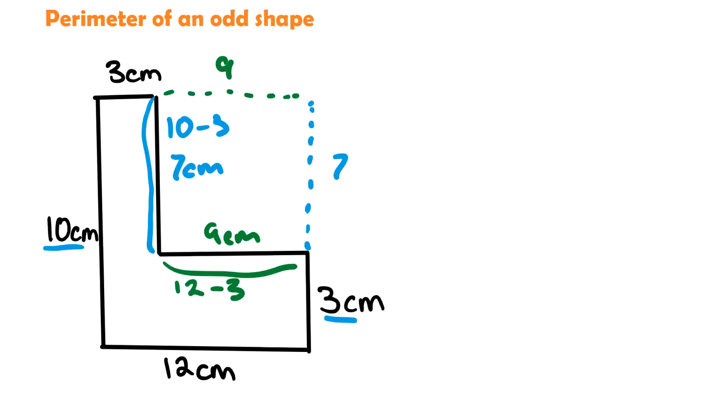If I'm looking at my top row now, 3 plus 9 is 12. And then if I'm looking at this side part here, 7 plus 3 is 10. So what we could have done is gone 10 plus 10 plus 12 plus 12, all right? Or we could just add them all together.